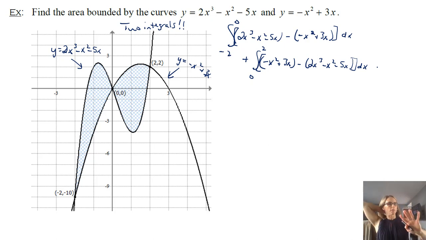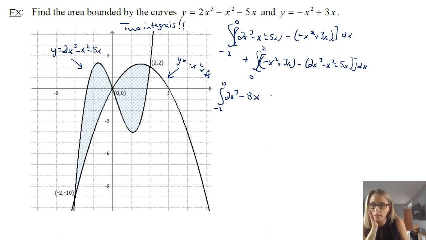So now we have our two integrals, and now all we need to do is integrate. So I will first simplify just to make my integrals look better, kind of easier to deal with. So I'm going to go from 0 to 2. It looks like we'll have 2x cubed. I have a negative x squared, and then I have a minus a negative x squared, so that's plus x squared, so that's gone. And then I have a negative 5x minus 3x, so it looks like I'll have a negative 8x. And that's it.